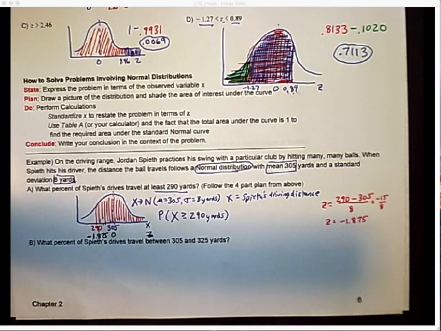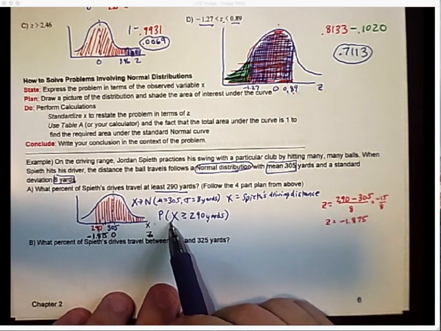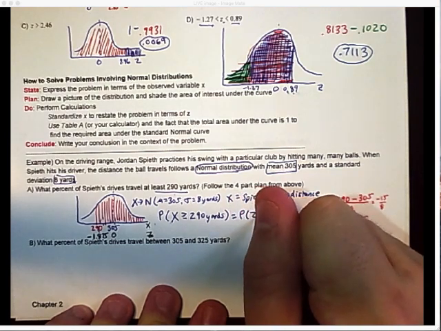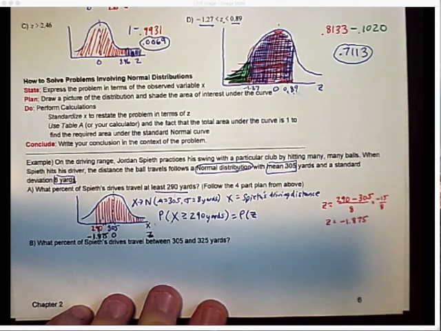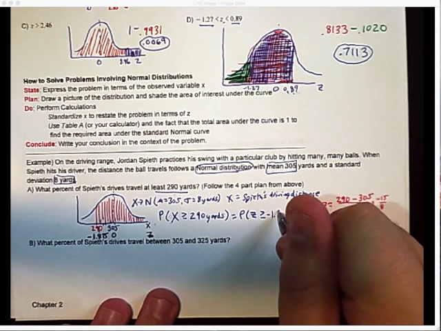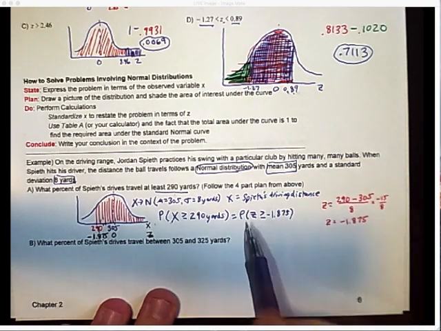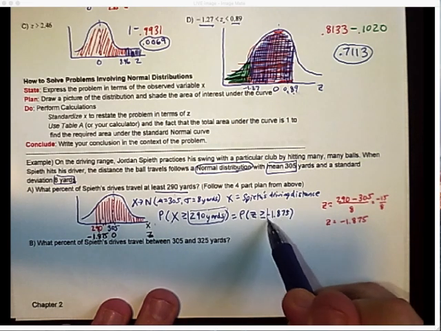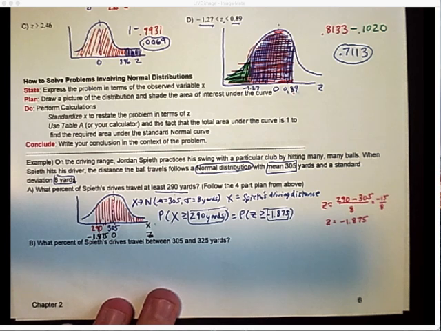So I'm going to show you how to do this two ways. To find the probability that the variable is greater than or equal to 290 is the same thing as saying find the probability that the z-score is greater than or equal to negative 1.875. These mean the same thing. This is a variable value, and we turn the variable value into a z-score.